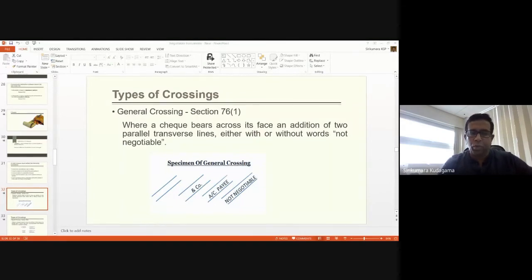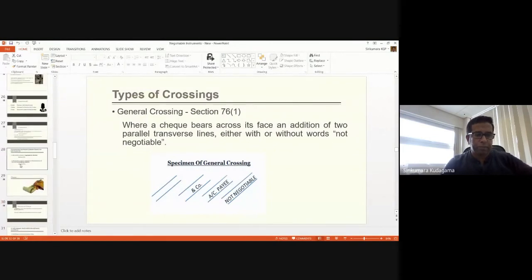That brings us to types of crossings. Before that, I left two or three slides just to come to checks so that we can go back to them.